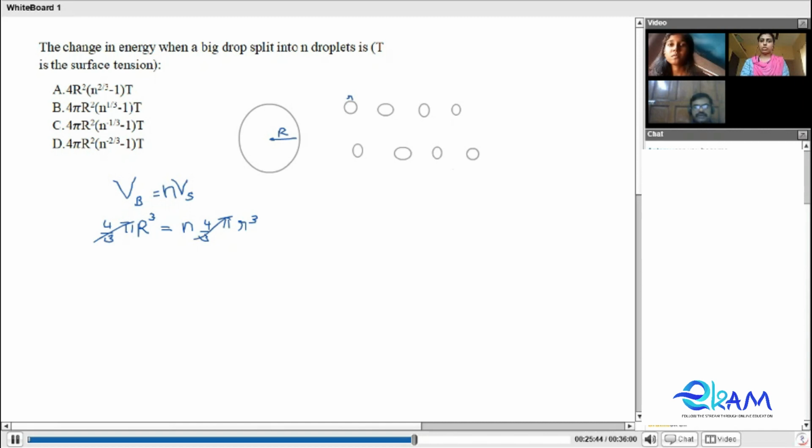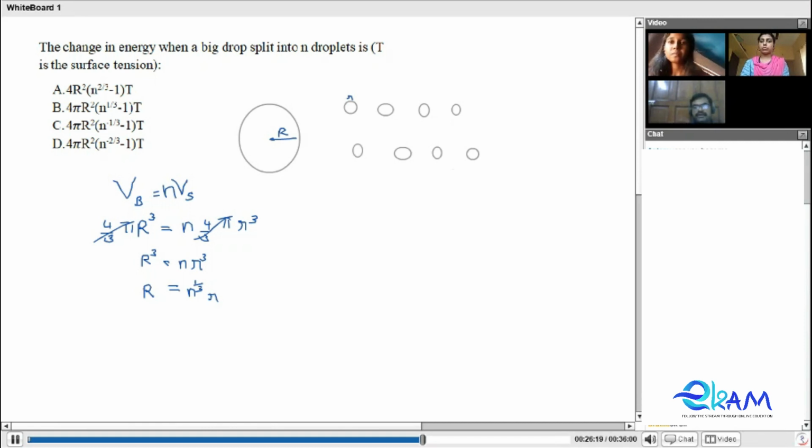In this equation, you can cancel the common terms so that you will get R cube is equal to n times r cube. Clear? Or you can write capital R is equal to n raised to 1 by 3 times r. So this is the relation between the radius of the bigger drop and the smaller drop. Clear?